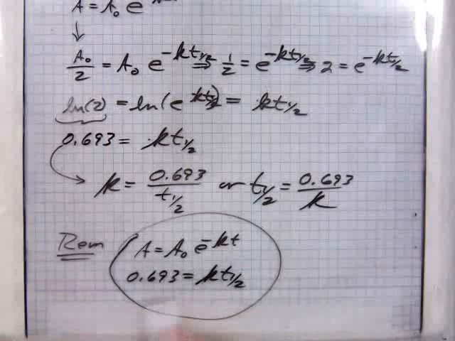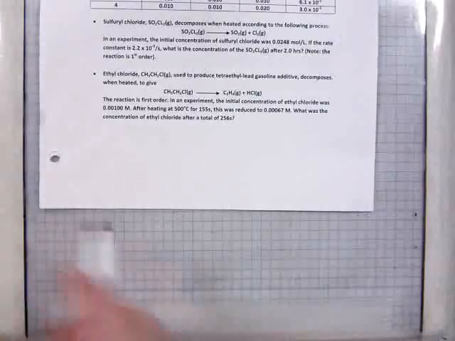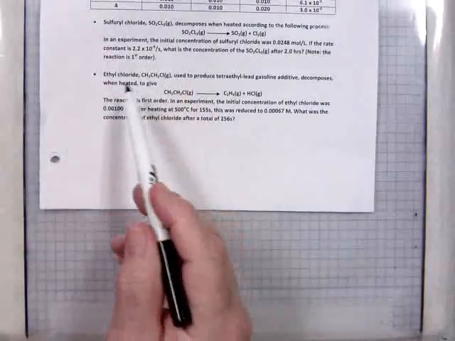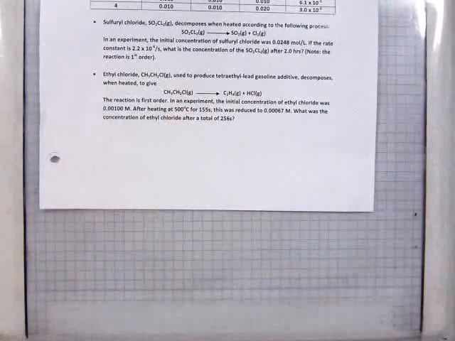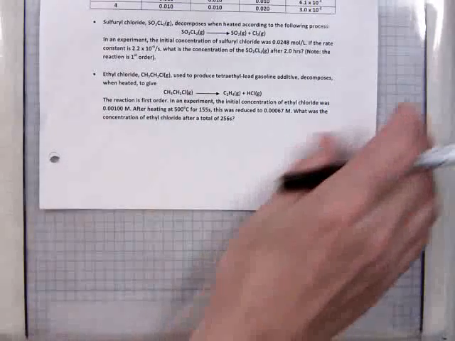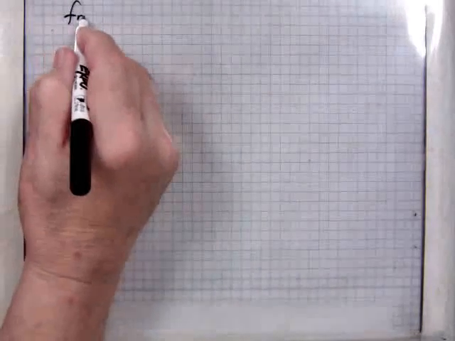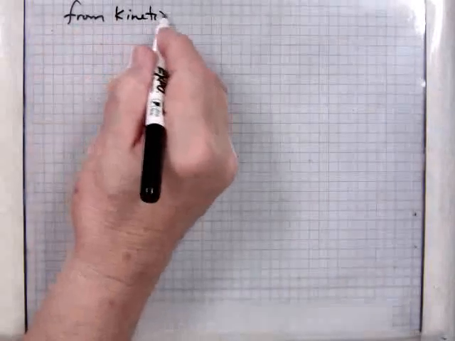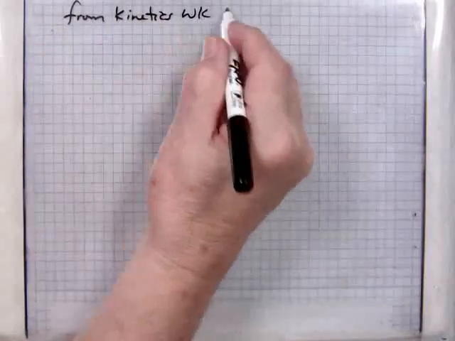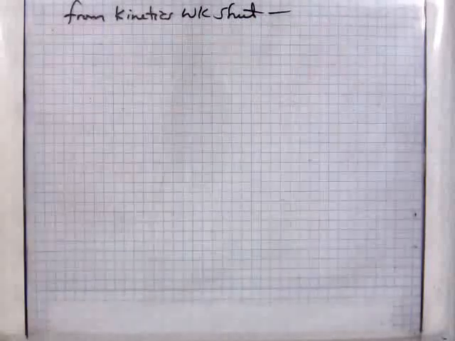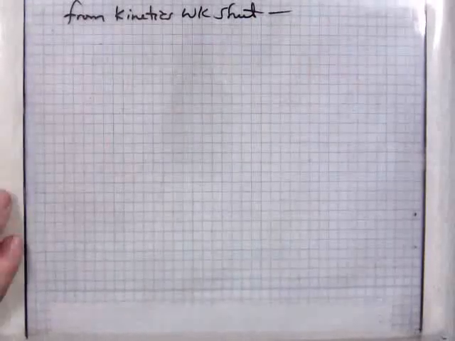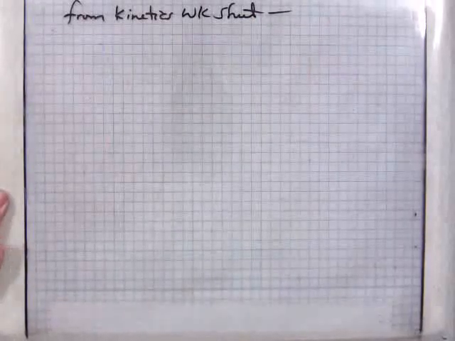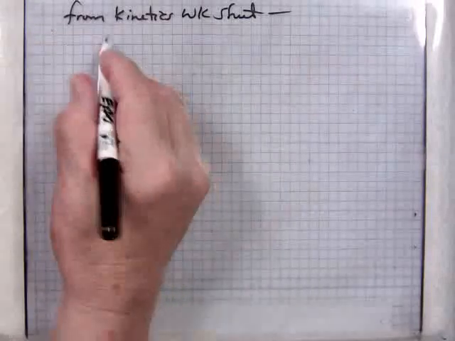Okay. One says sulfuryl chloride and one says ethyl chloride here. Both of these are first order reaction type problems. Sulfuryl chloride, SO2Cl2, decomposes when heating according to this expression.